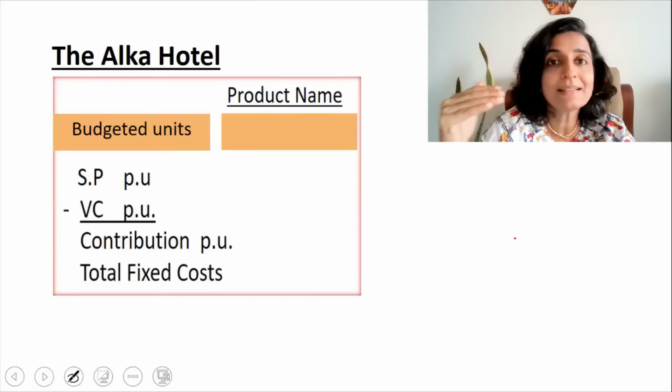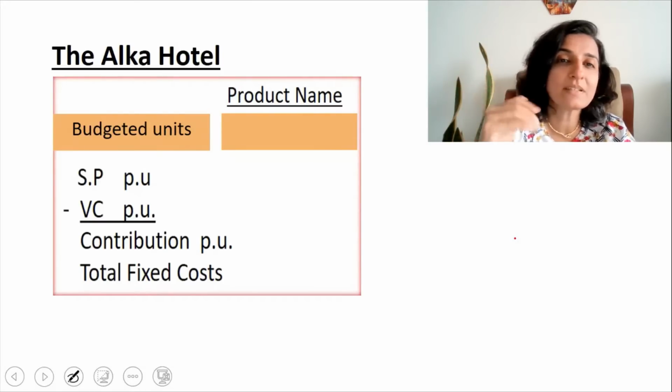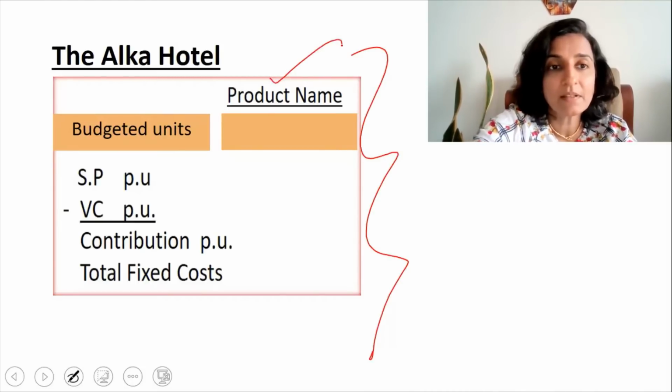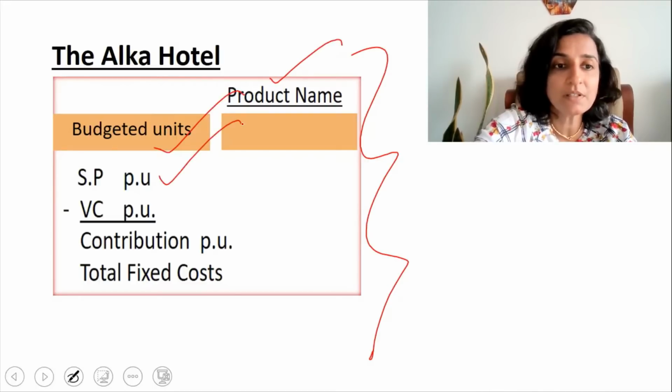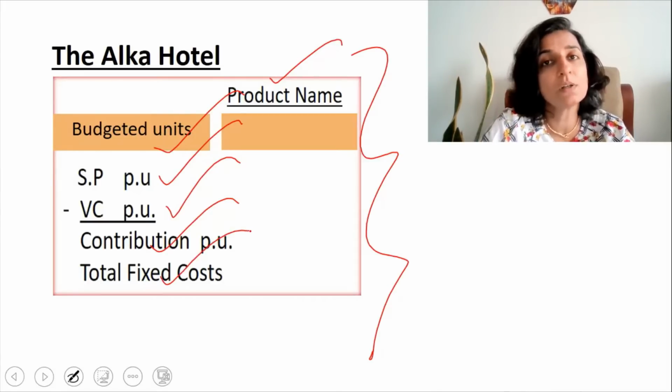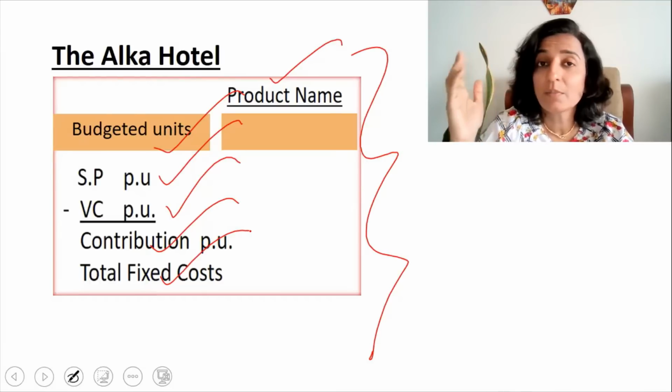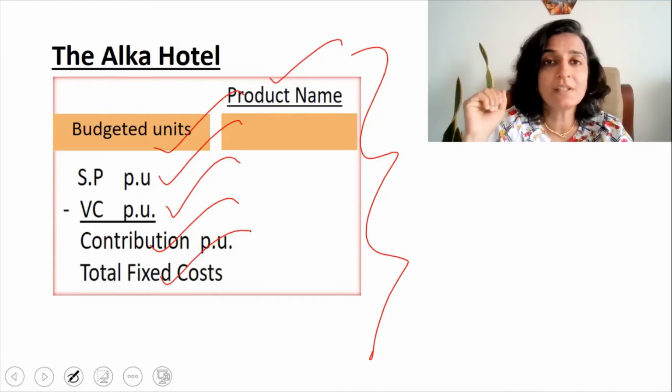Now, whenever you get a marginal costing problem, it is better to arrange the data from the question in this format. First you have the product name, then the budgeted units, then the selling price per unit. You reduce the variable cost per unit to get the contribution per unit. And finally, you take note of the total fixed cost. Once you compile all this information, it becomes very easy for you to find the answer.